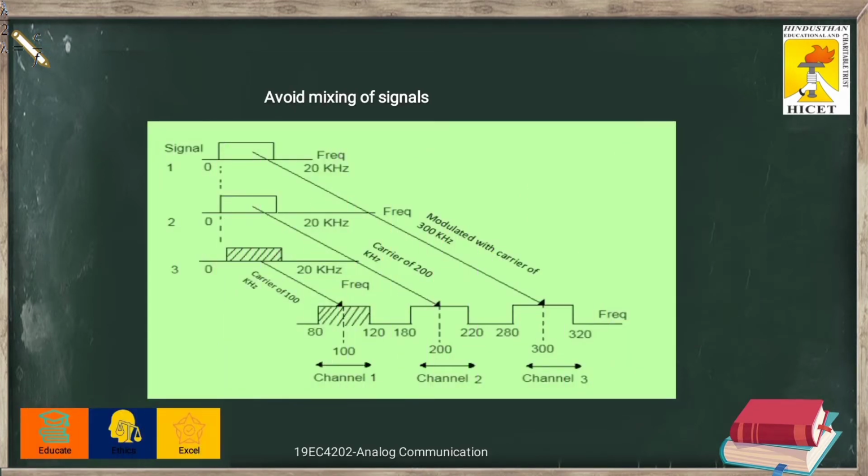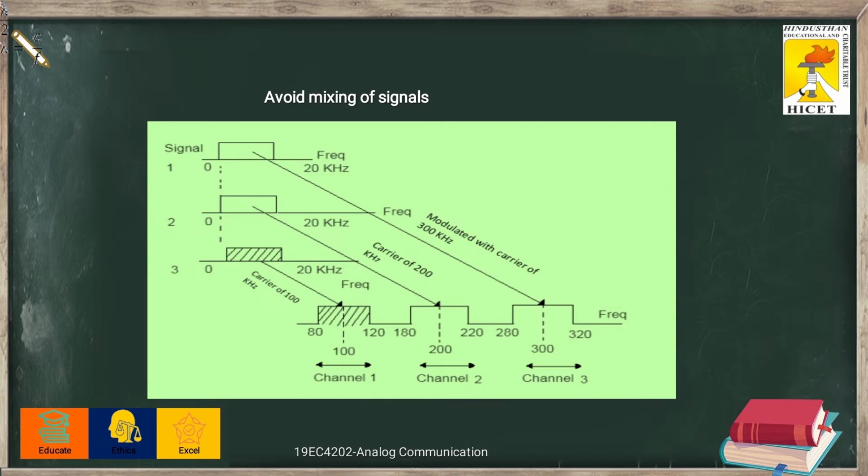So, next advantage of modulation is avoiding mixing of signals. So, as I told you before, the voice signals, audio signals, they may occupy the same frequency range. To avoid mixing of those signals, we translate it to different frequency ranges. You can see that signal 1, signal 2 and signal 3, they are occupying the same frequency range.